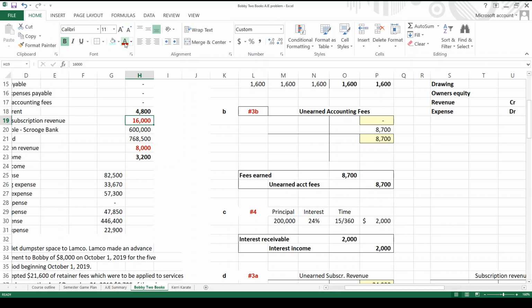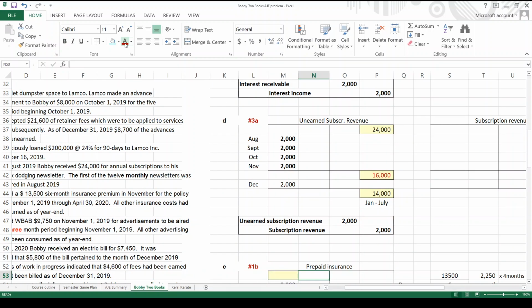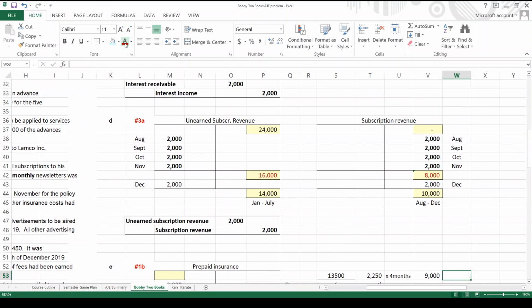Now we go to December. What do we do? We adjust out another $2,000. So there's your 2,000 for the month. Debit the unearned. Credit the revenue account. There's your entry. It's a 3A. And when we're done, what do we have? We have $14,000 balance in unearned subscriptions revenue, which should make sense. That's for the 7 months that haven't happened yet. And this is for the 5 months that did happen already, or the 5 newsletters, if you want to look at it that way. Here's your 24K.